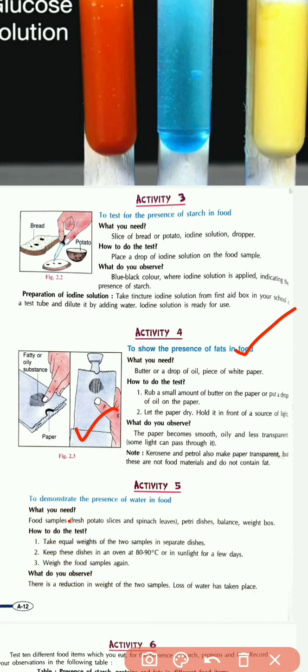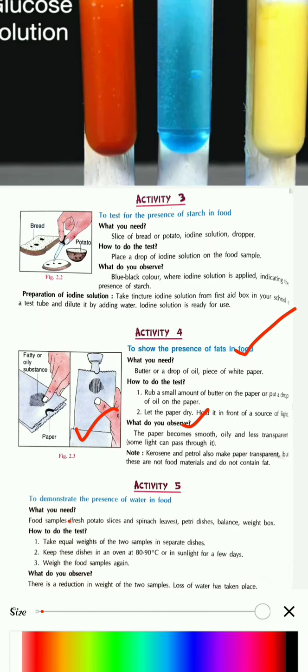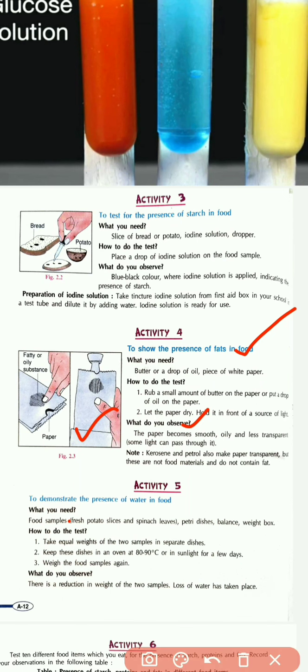Next, in the second step, you have to let the paper dry in front of a source of light. So put it in the sunlight and let the paper dry. After that, what you will observe, the paper becomes smooth, oily and less transparent. Some light can pass through it, so the paper will become transparent. So that is how you can know that there is the presence of fat or oil. That means in the presence of fat, the paper has become transparent.